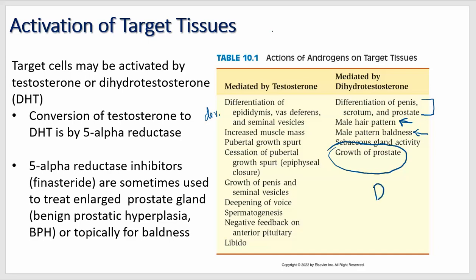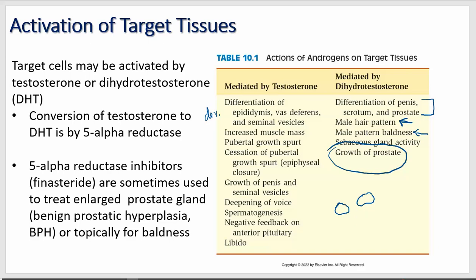So if a man has benign prostatic hyperplasia, or BPH, in other words, his prostate gland is enlarged, that's being mediated by DHT. So DHT is contributing to the enlargement of the prostate. The idea is that if we can block 5-alpha reductase, so use a 5-alpha reductase inhibitor, then we block the effect of DHT and we can stop the growth of the prostate.